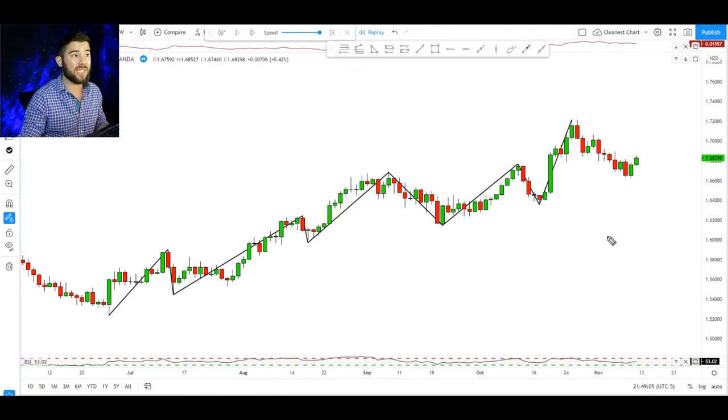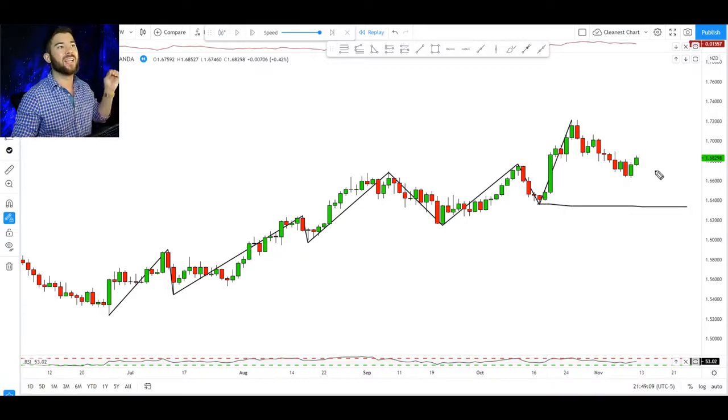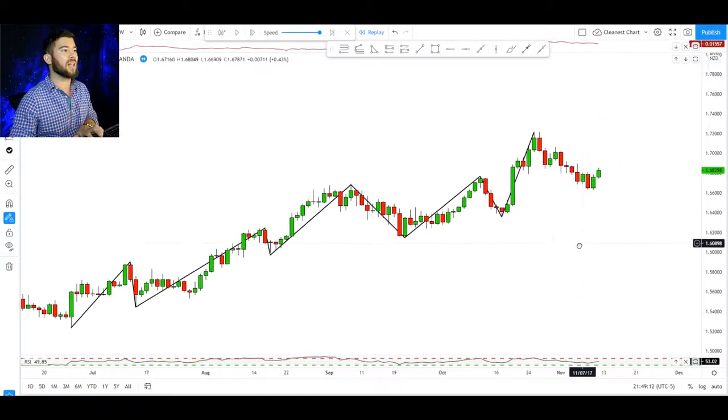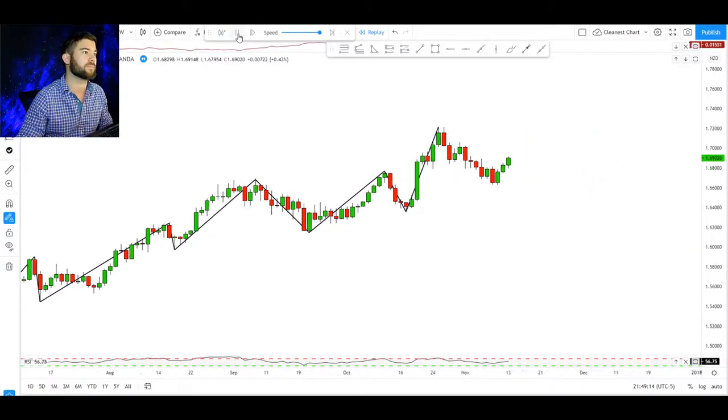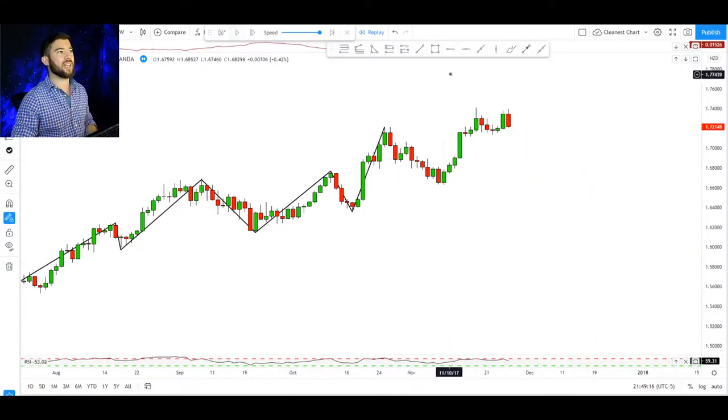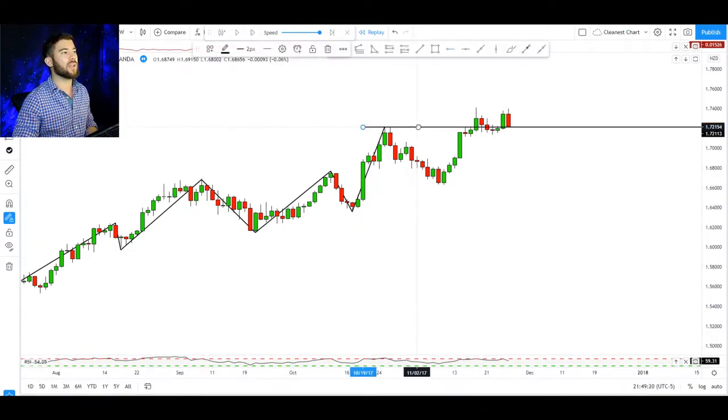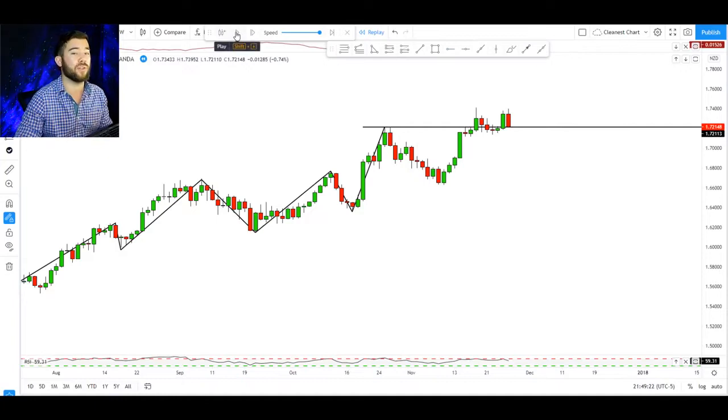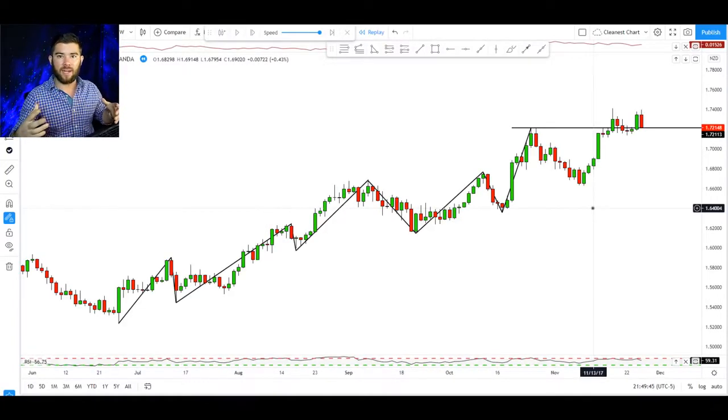But as long as we stay above this previous pullback, we're still considering this market an uptrend, still looking for buying opportunities. Let's see what this market does. Boom, just like that, we break into new structure highs, continuing this uptrend here on the Euro New Zealand. So that's how I identify uptrends.